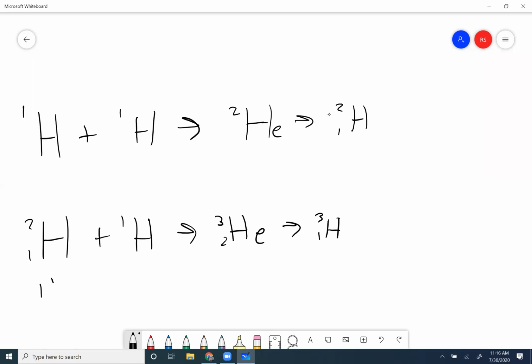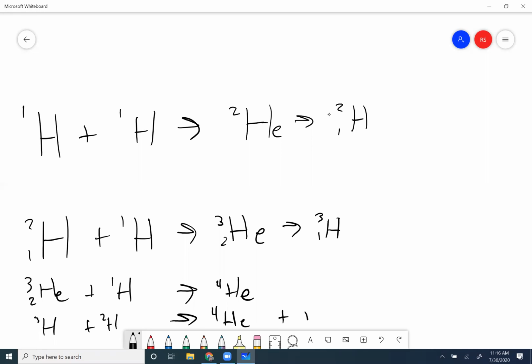Sometimes the helium-3 will find another hydrogen, and you'll get helium-4. But sometimes the hydrogen-3 will find that hydrogen-2, and you'll get the helium-4, but you'll also get a neutron.